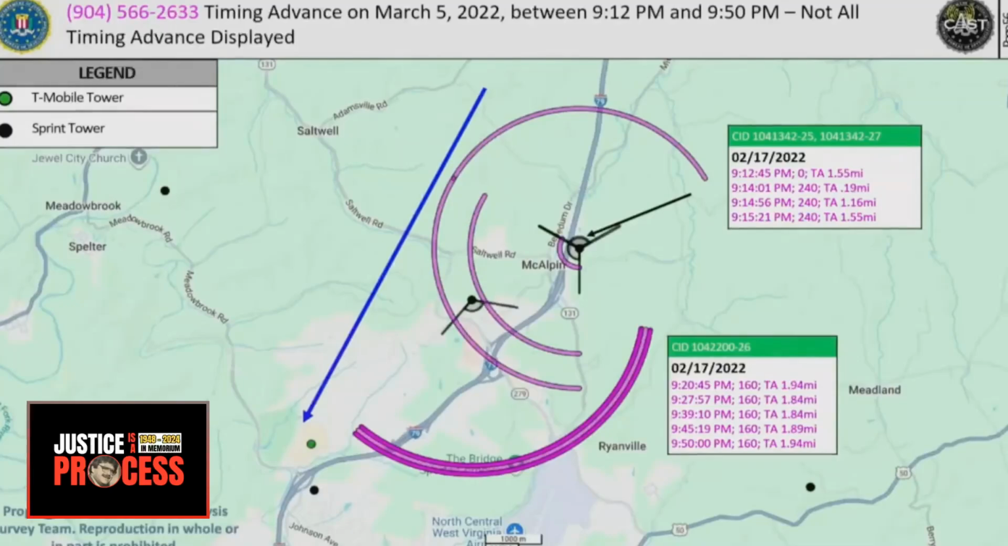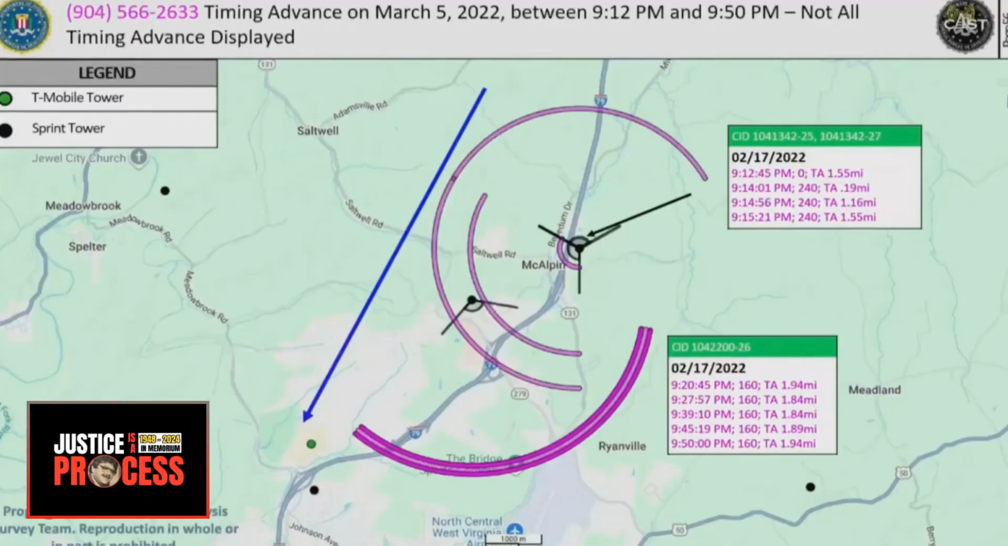And then on March 5th here, we have that timing advance record showing a stop here. Can you explain what the data is showing here? And we have Sprint towers indicated. Can you explain that to the jury? Yes, this is 2022 during a time frame when T-Mobile was acquiring Sprint. There'd be times where a T-Mobile phone could use a Sprint tower or vice versa. So to display these events, I had to also use the Sprint tower list.